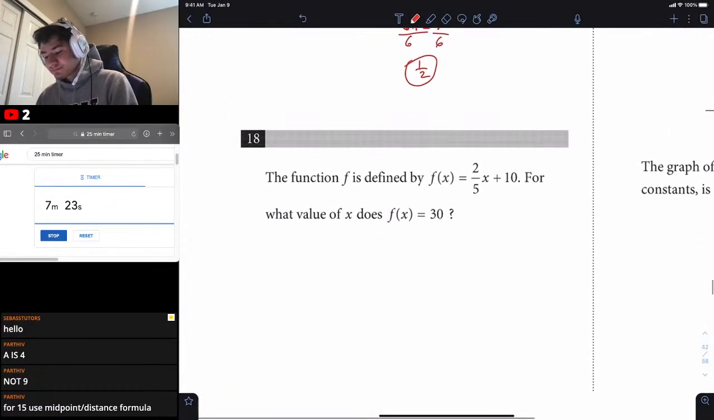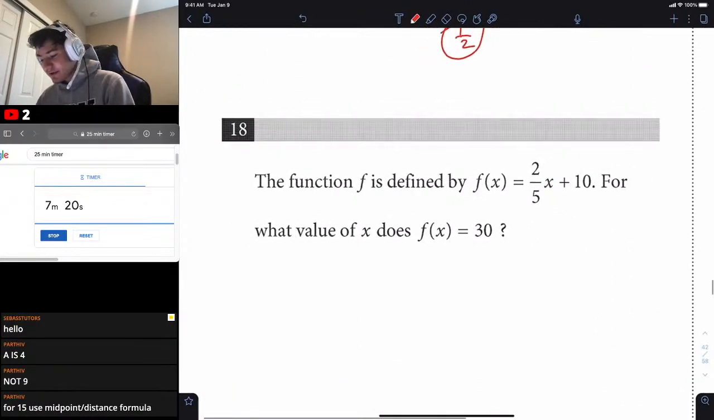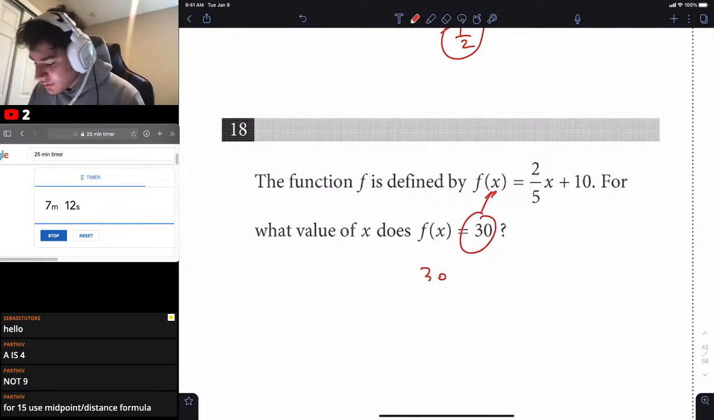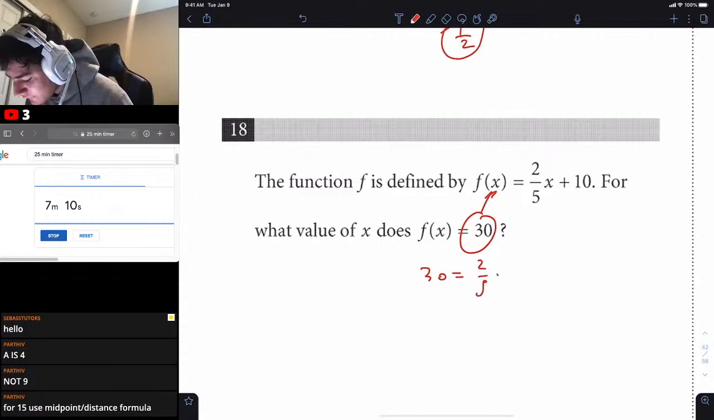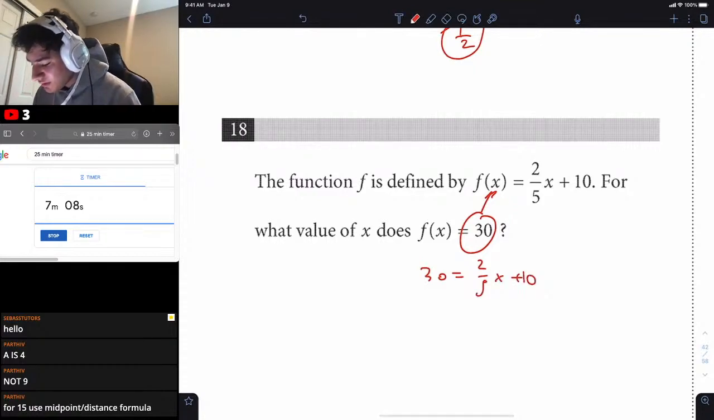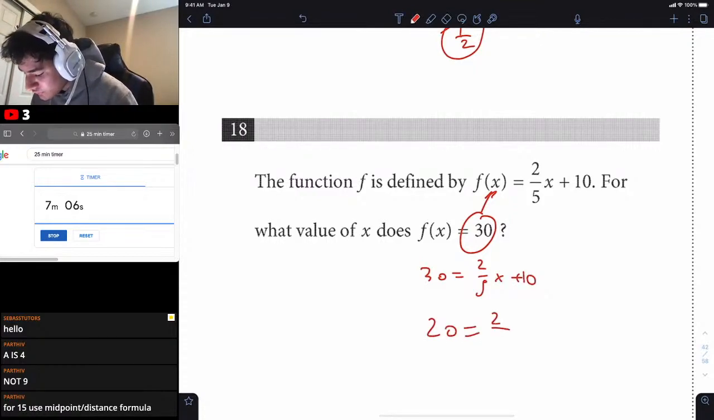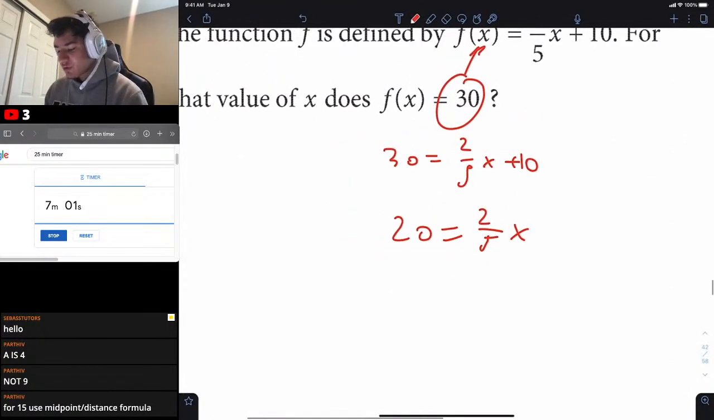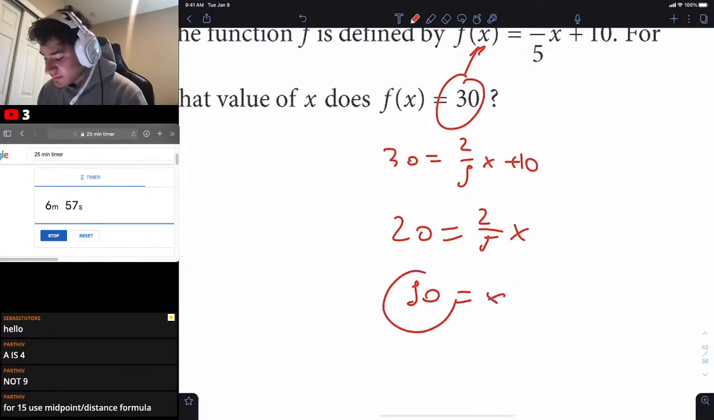The function f is defined by that. For what value of x does f of x equal 30? Okay, f of x equals 30, so let's plug 30 into f of x. So 30, not 330, equals 2/5 x plus 10. Subtract 10 from both sides. 20 equals 2/5 x. So divide by 2/5, which is the same as multiplying by 5, which is 100 divided by 2, so 50 is x.